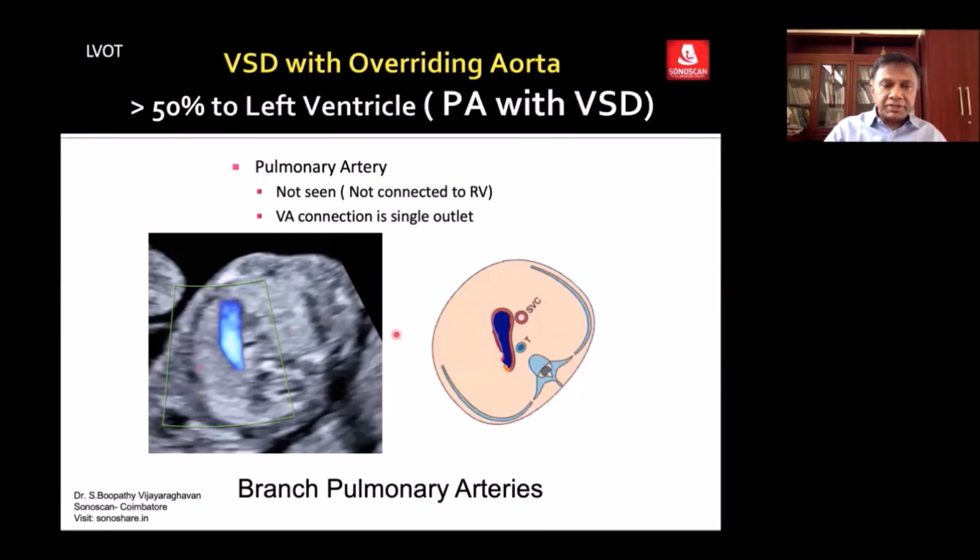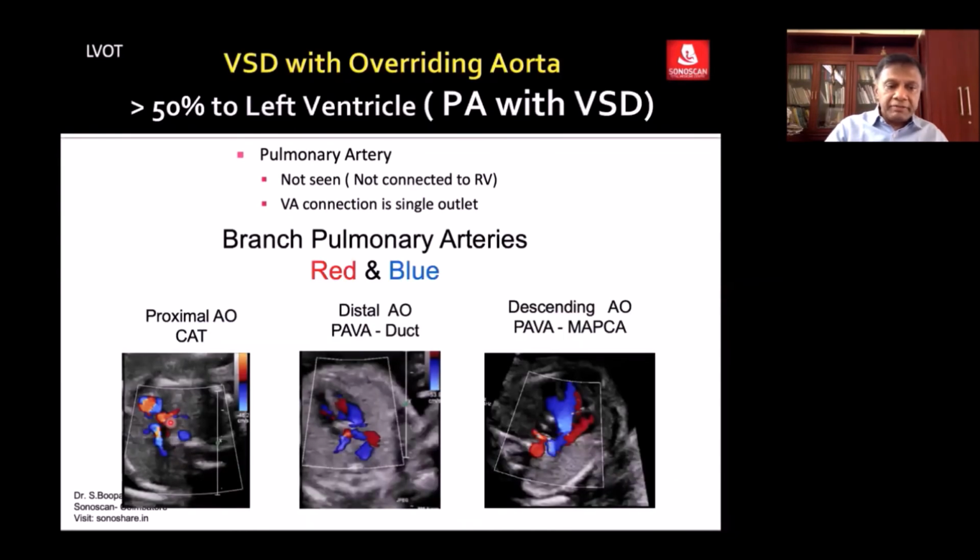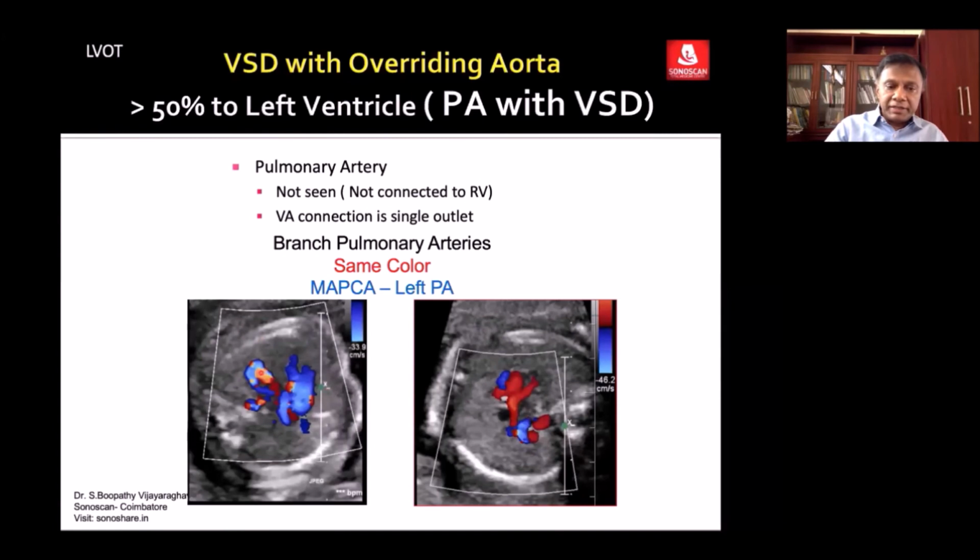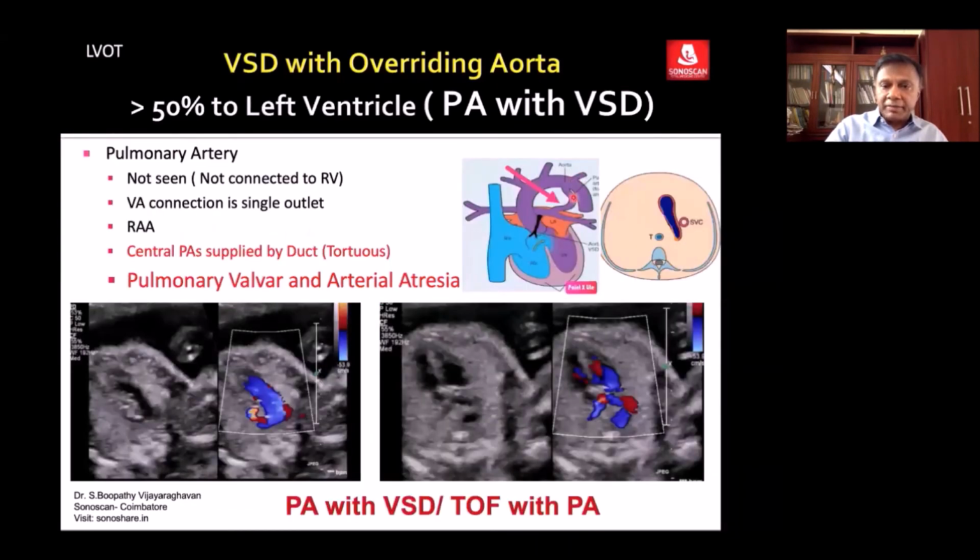So in this situation, how to proceed further? You must look for the branch pulmonary arteries. When you see all these three situations, the opposite colors. But when the pulmonary arteries are arising from the proximal aorta, then it is a common arterial trunk, and it is away from the transducer. So both branch pulmonary arteries are in blue. When you see the same features from the right side, both branch pulmonary arteries are in red, because the left branch pulmonary artery is fed from the duct, and it will be tortuous.